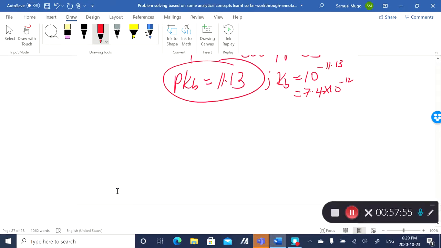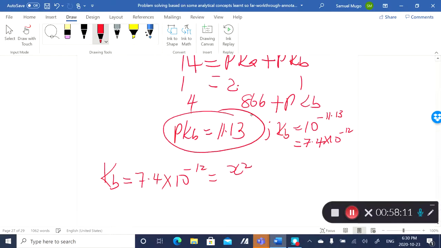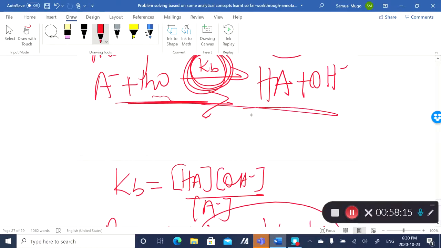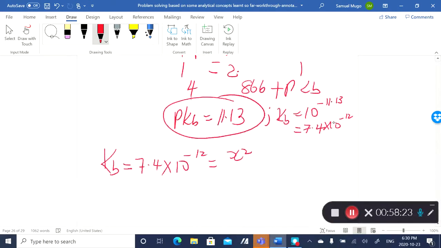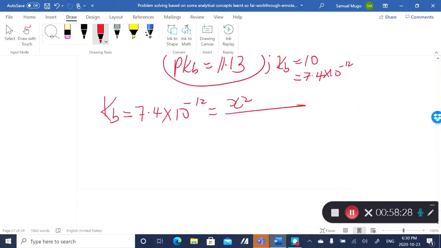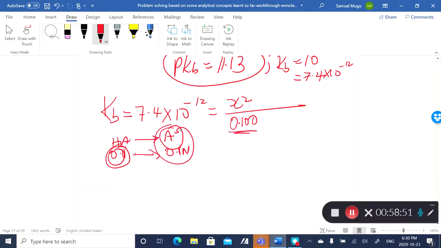And so lastly, you can plug things into the equilibrium expression. Kb, which is known, 7.4 times 10 to the power minus 12, is equal to x squared over... It's a one-to-one stoichiometry again, right? This relationship is a one-to-one stoichiometry, meaning that x, that's a form of concentration, the one that we started with, is equal to the formal concentration, remember, which is 0.1 molar, because all the HA that we initially started with has been converted to the A minus. We started with 0.1, all of it has been converted to the conjugate base, and that's why we are putting it here.